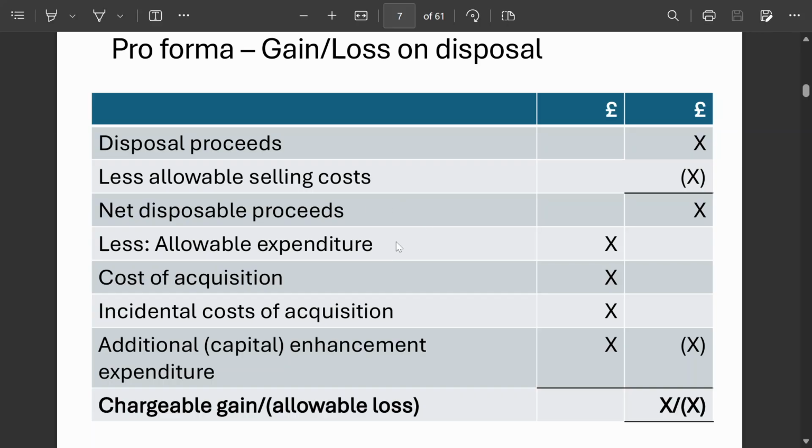Then you have what is the allowable expenditure? What is allowed? Cost of acquisition. So you'll deduct the cost, whatever you bought it for. And then the incidental cost of acquisition. So this is actually very similar to this, you see. It helps you to remember that this allowable selling cost and these incidental costs are basically conceptually the same idea.